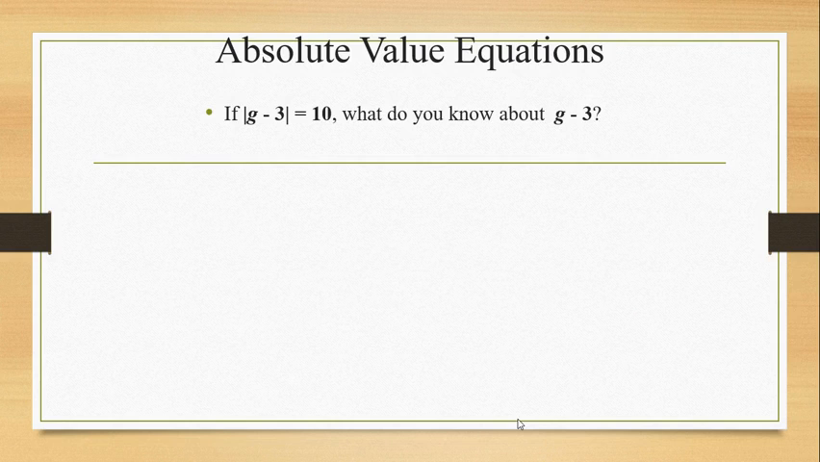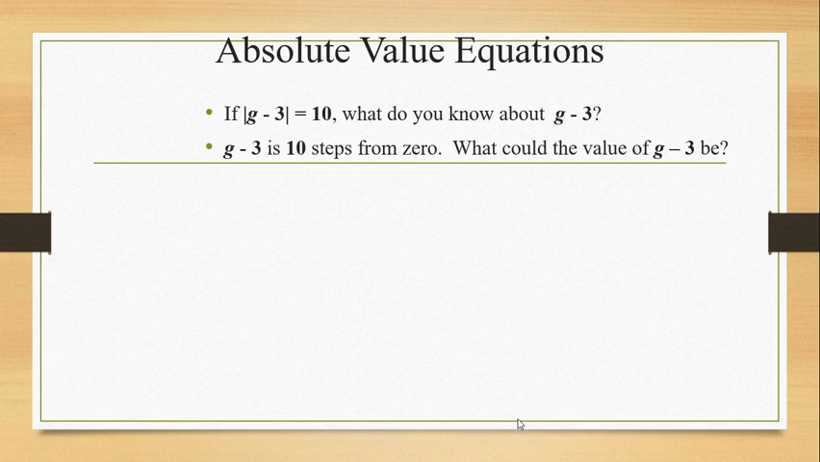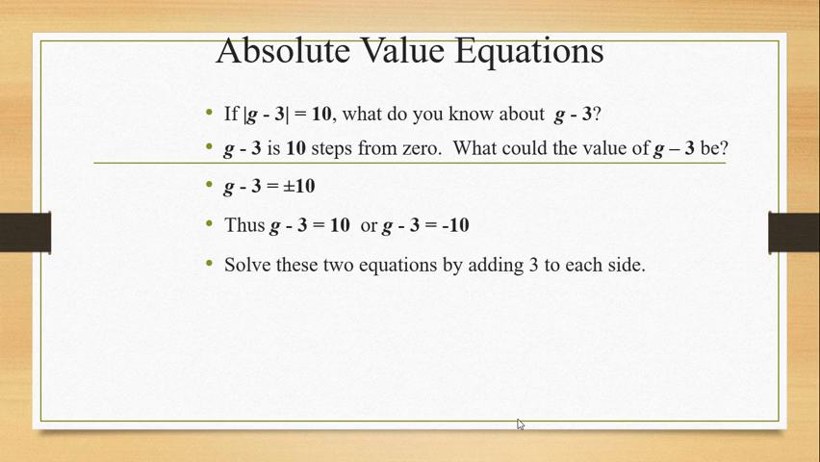Let's look at another problem. If the absolute value of g minus 3 equals 10, what do we know about g minus 3? G minus 3 is 10 steps from 0. What could the value of g minus 3 be? G minus 3 equals plus or minus 10. So we again set this up as two equations. G minus 3 equals 10, or g minus 3 equals -10. To solve these two equations, we just have to add 3 to each side. So we have g minus 3 equals 10. Add 3 to both sides, we get g equals 13. If I add 3 to -10, then g is equal to -7.